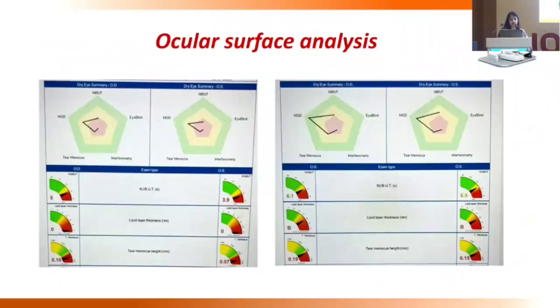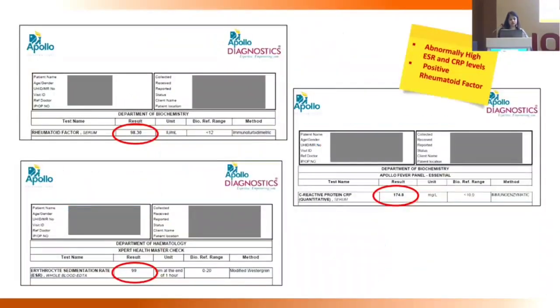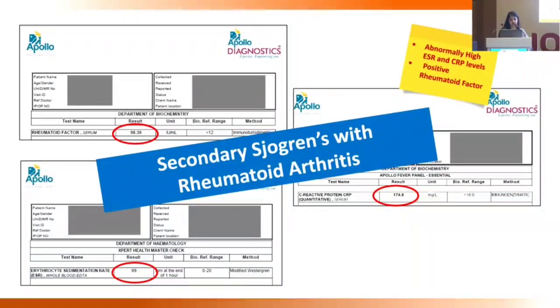So this was her ocular surface analysis. If you can see, it was around 5 and 3.9. It did improve slightly to 6.1 and 6.9, but she was not very happy symptomatically, though quantitatively her results did show improvement. So this was a second case, showing abnormally high ESR and CRP levels, and rheumatoid factor was also positive in this patient. So she was a case of secondary Sjogren's with rheumatoid arthritis.